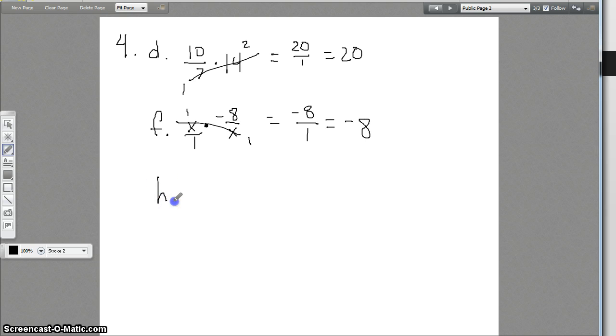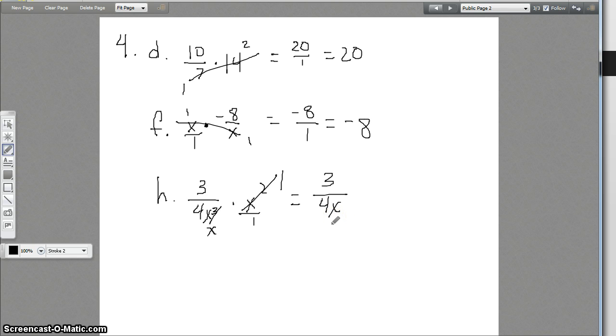And then I have part H. Part H is 3 over 4x cubed times x squared. Again, we can write x squared as a fraction over 1. We're looking for common terms in the numerator and denominator. Common factors. So we have an x squared in the numerator and x cubed in the denominator. That means we can divide both of these by x squared. x squared divided by x squared is 1. x cubed divided by x squared is x. So our numerator is 3 times 1, which is 3. Our denominator is 4 times x times 1, which is 4x. And that's as far as you can go with this one.